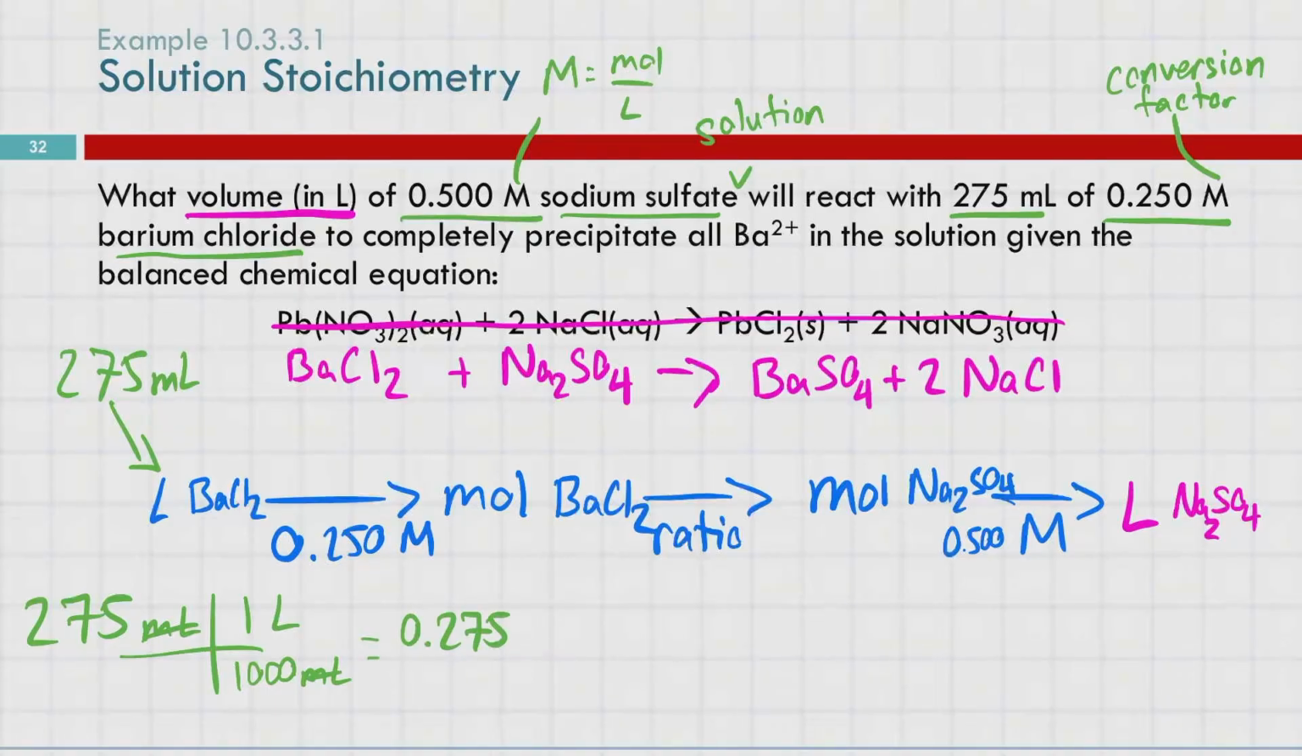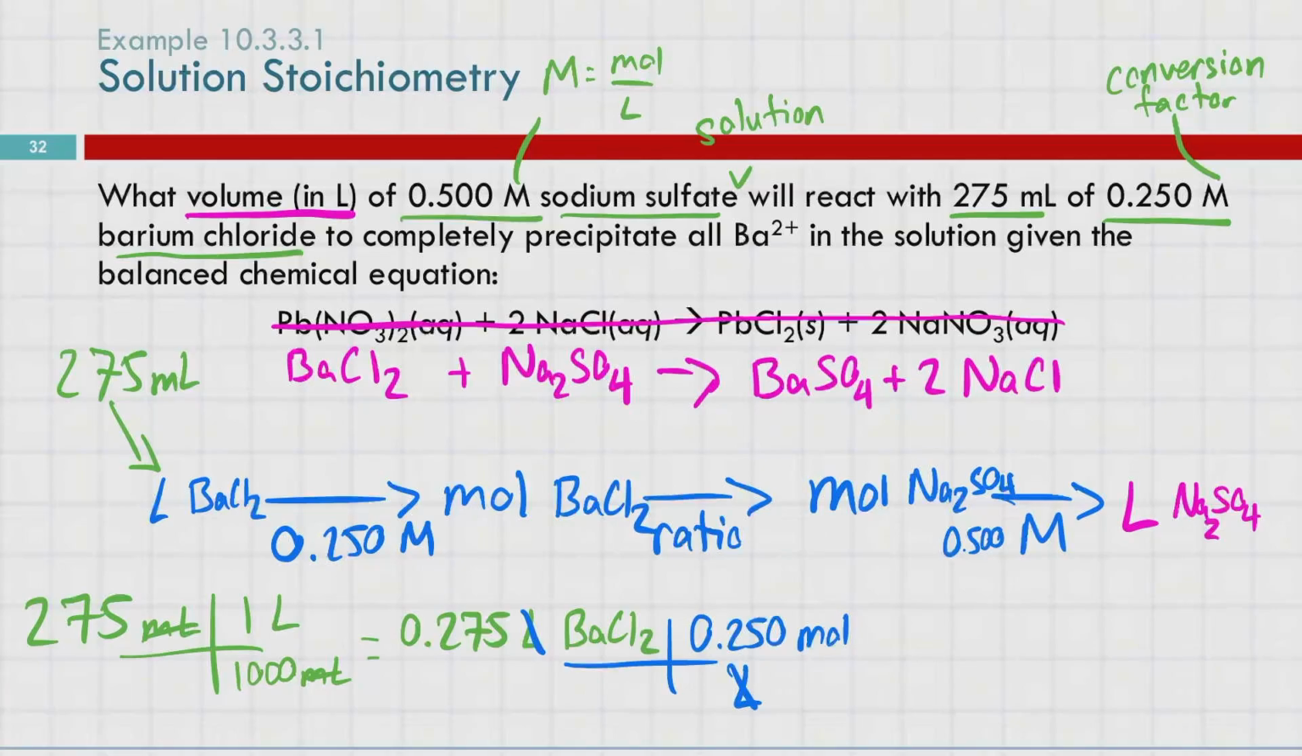So 0.275 liters BaCl2. What is capital M equal to? Moles over liters, so we can multiply, because that'll put liters on the bottom, so liters cancels. You can do the triangle thing, you can rearrange. There's other ways to get that. So that's our moles of barium chloride.